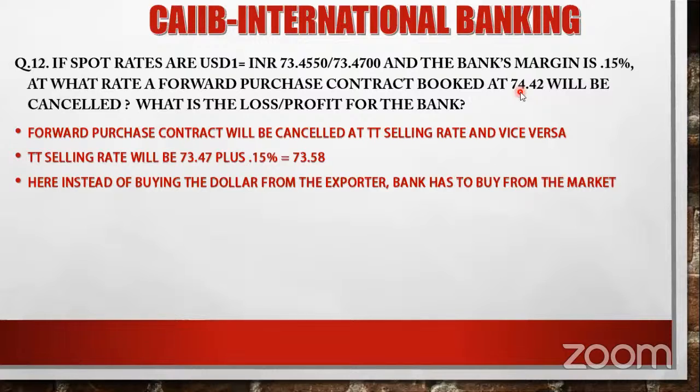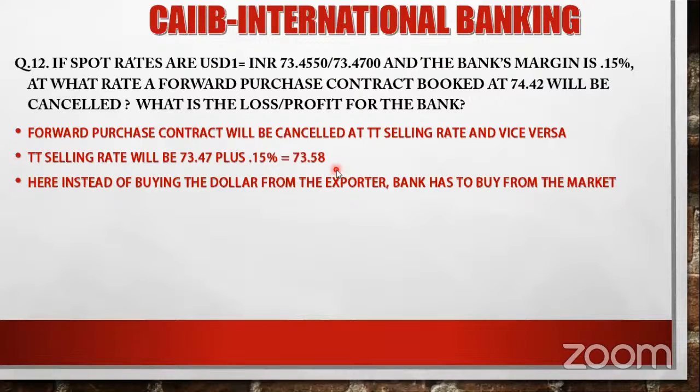We agreed to buy the dollar. Sometime back, we entered into the contract at 74.42. But today, it is 73.58. So instead of buying from the exporter, we are now buying from the open market. The open market rate is 73.58. Now tell me, is it a profit or loss? Profit. Now it's a profit.